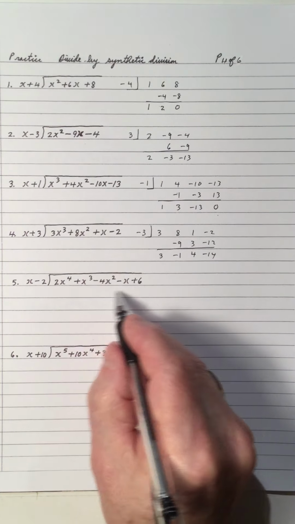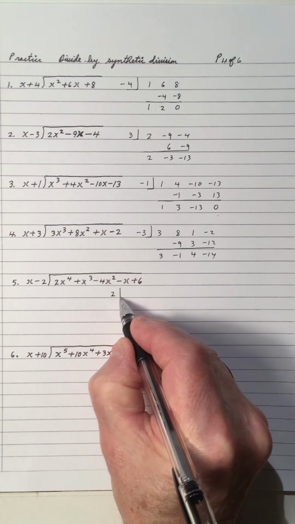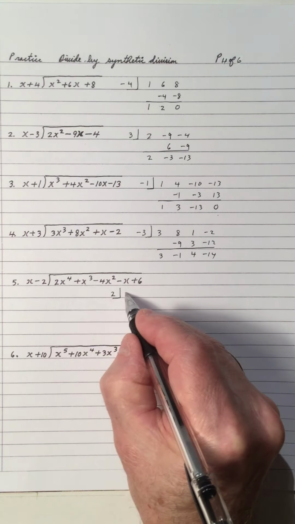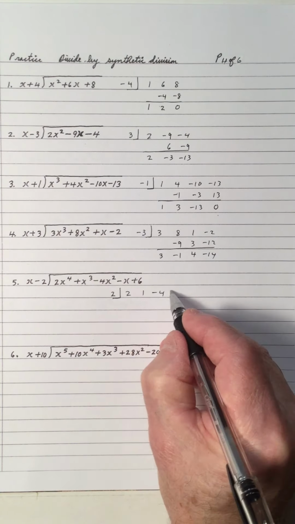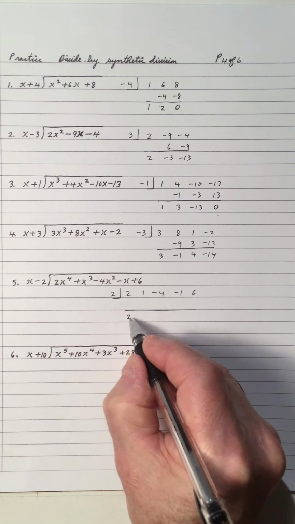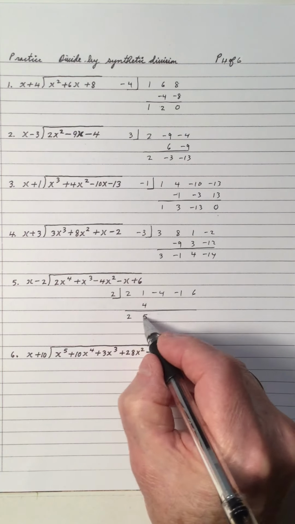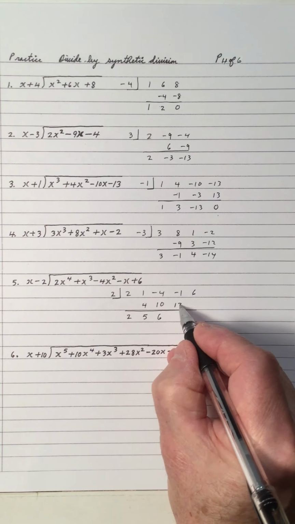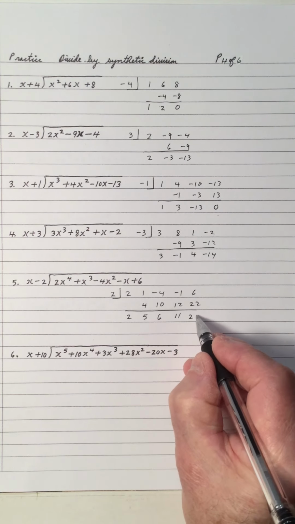Okay, this one is a long one, so I'll move it right here. So that's minus 2, so we make it a 2. And that's 4, 3, 2, 1, everything is there. So we go 2, 1, negative 4, negative 1, and 6. Draw a line, bring down your 2. 2 times 2 is 4, add 5. 2 times 5 is 10, add 6. 2 times 6 is 12, add 11. 2 times 11 is 22, add 28.